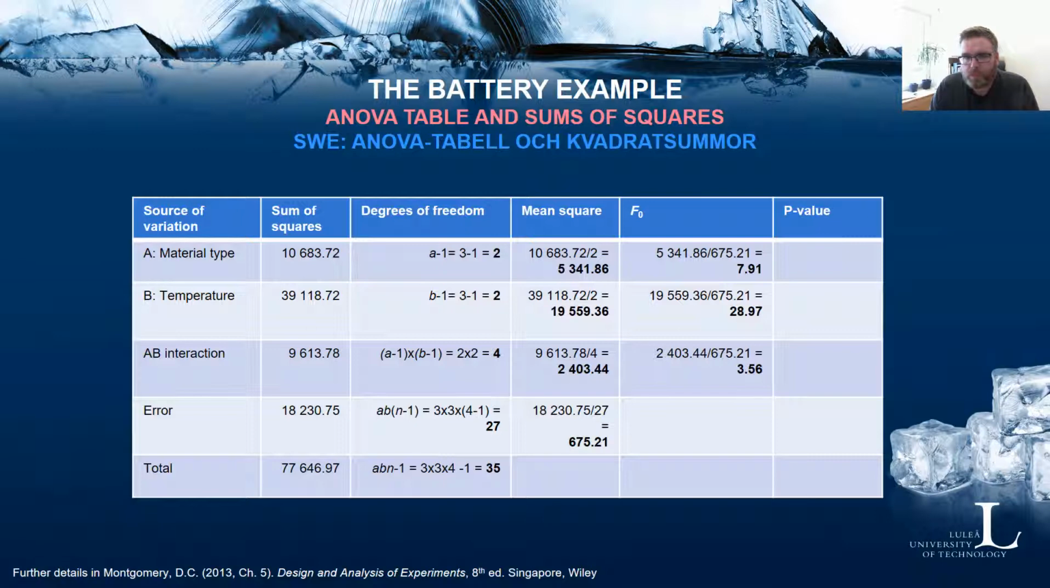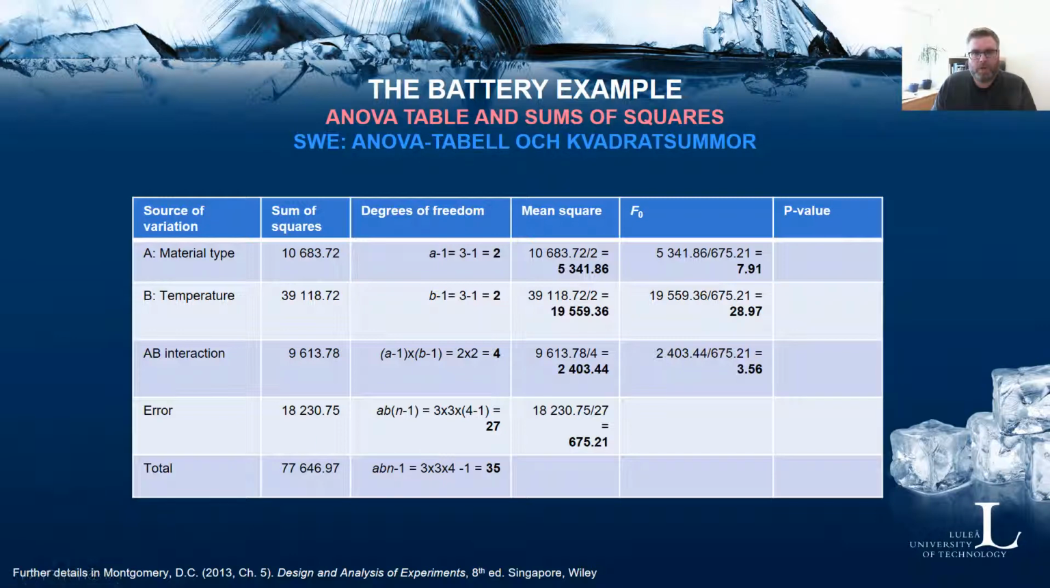Now what we're going to do is to create an F0 value, which is basically a ratio between the mean square for material type divided by the mean square for error. So you can see 5,341.86 divided by 675.21, and this is equal to 7.91. And we do this for temperature and for the A-B interaction as well.